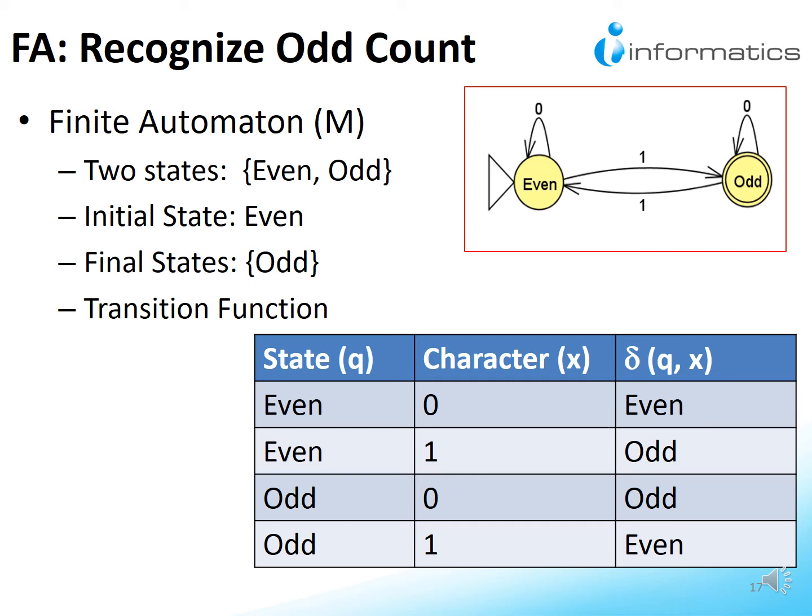The state transition can be represented as a table. This table actually gives the definition of the state transition function, delta. So in the even state, when you see the character 0, it goes to the even state. In the even state, if you see a 1, you go to the odd state. That means even, see a 1, go to odd state, and so on and so forth.